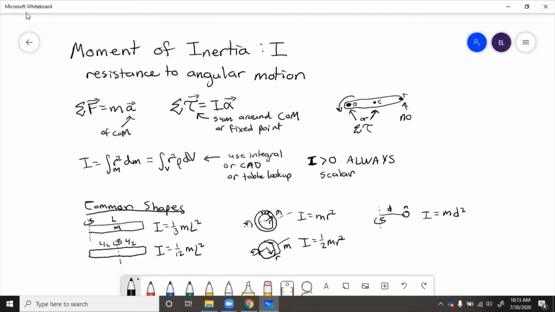Then finally, for a sphere, let's say here's the sphere. This is rotating around an axis through its center, it has radius r. I for the sphere equals 2/5 mR squared.